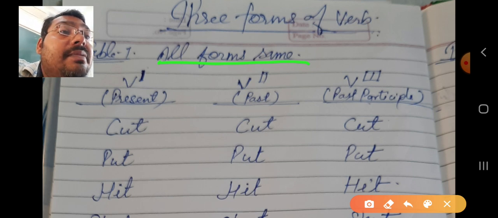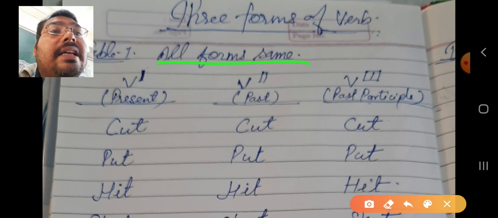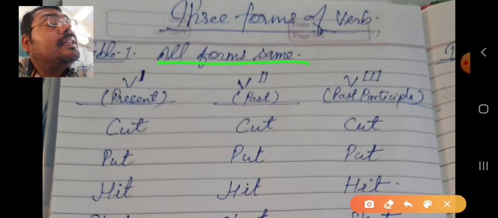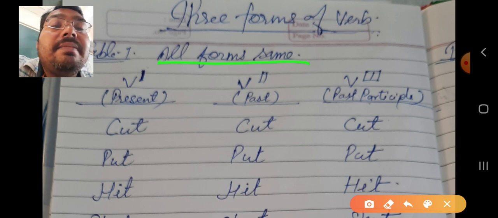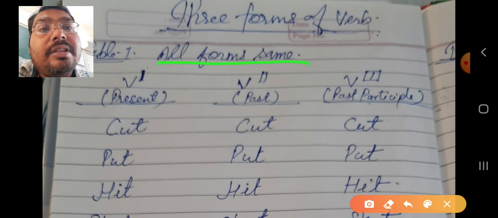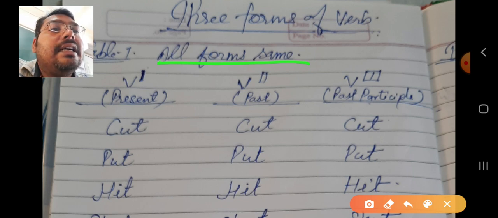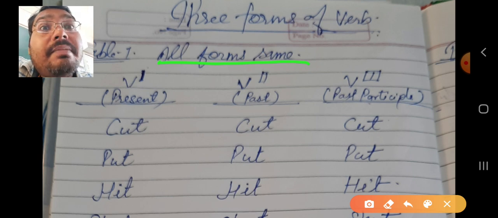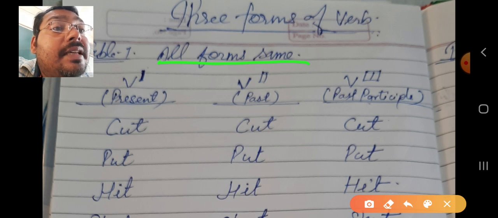Okay, so here we can see that the first word given there is cut. If we know that this verb is in table number 1, then all the forms are the same. If you know that cut is a table number 1 verb, then you can easily remember that all the three forms will be the same. If you see cut, all the three forms will remain cut only. This is very easy to learn. But you only need to keep in mind that this verb is in this table number 1.